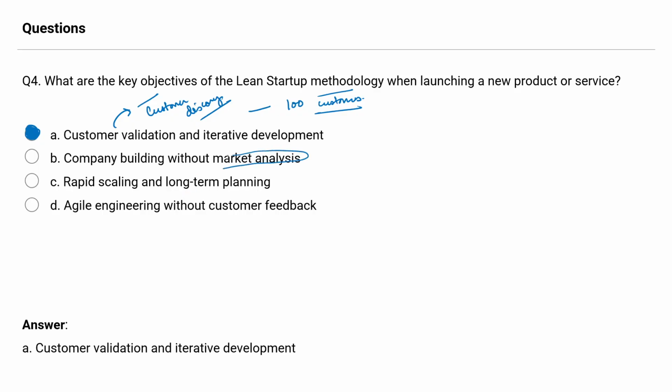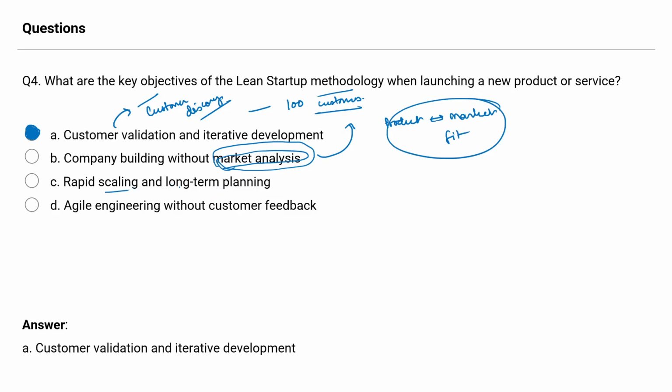Second is company building without market analysis. So market analysis is very important. When you do customer discovery, also try and understand what are the products these people are using for the same cause. How is it that they're trying to figure out the solutions at their end, right? So that will help you make a good product market fit. All right. So again, that is critical. It cannot be excluding market analysis.